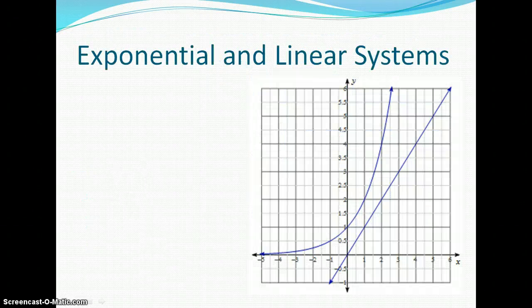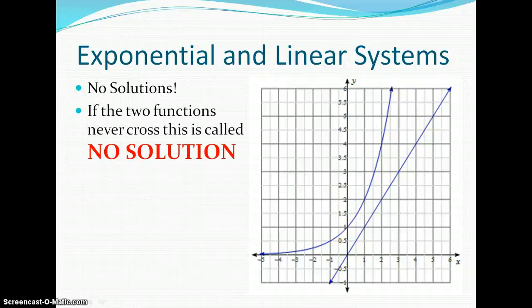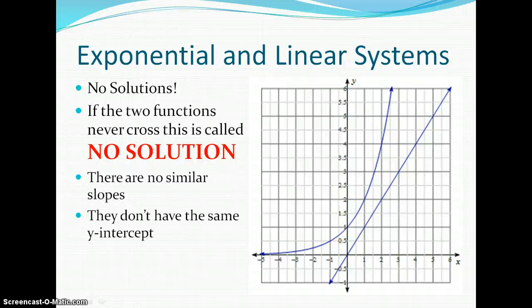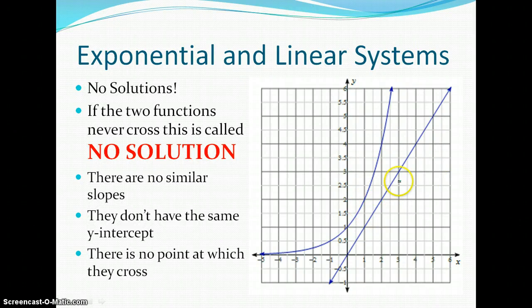We can also have a system of linear and exponential graphs. On this one, the first solution we can have is no solution. No solution means that the two functions never cross. Since this is one exponential and one linear, there are no similar slopes, they do not have the same y-intercept, and there's no point at which they cross. You can see there's always a gap in between the two lines, and even as we extend these lines up, they are never going to cross, so we call this no solution.